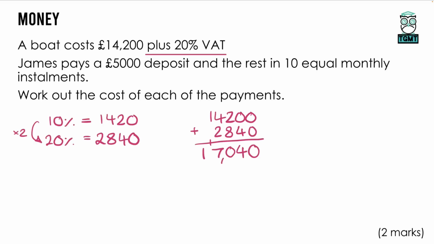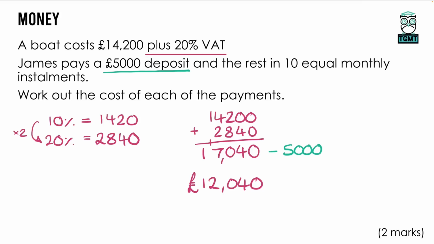£17,040. So that's the cost of the boat, and it says that James is going to pay a £5,000 deposit. So we need to subtract £5,000. Now we may need to use column addition for that. I can see that that's just going to subtract 5 from the 7 in the 17 there. So that'll be £12,040. So that is the cost remaining that we need to pay for this boat.